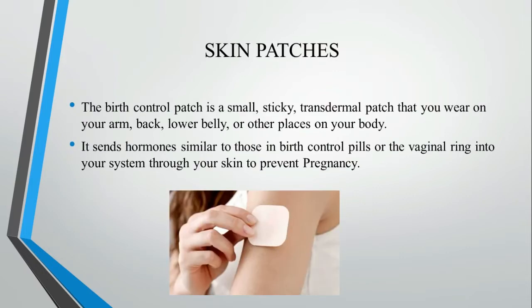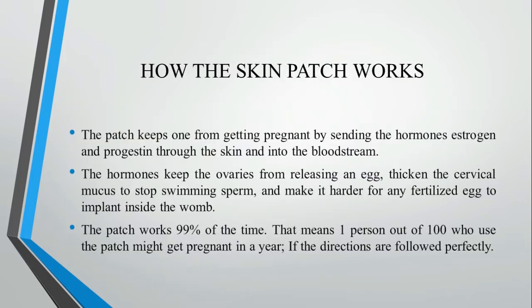First, talking about the skin patch. The birth control patch is a small, sticky, transdermal patch that you wear on your arm, your back, your lower belly, or other parts of your body. It sends hormones similar to those in birth control pills or vaginal ring into your system through the skin to prevent pregnancy. So how does the skin patch work?